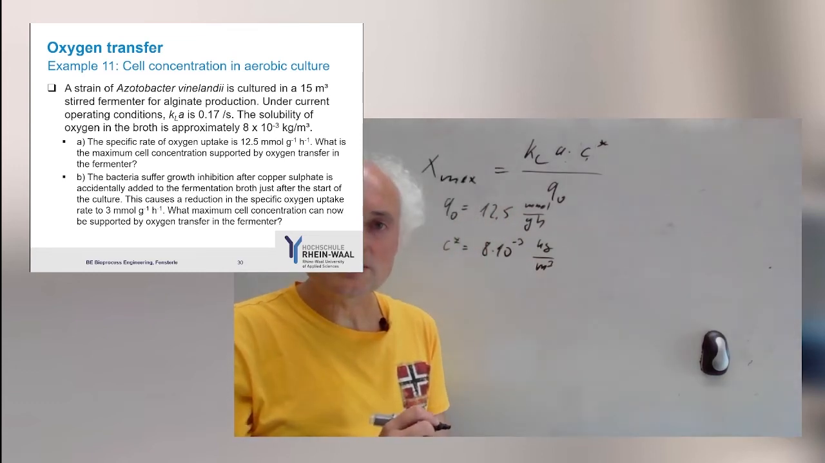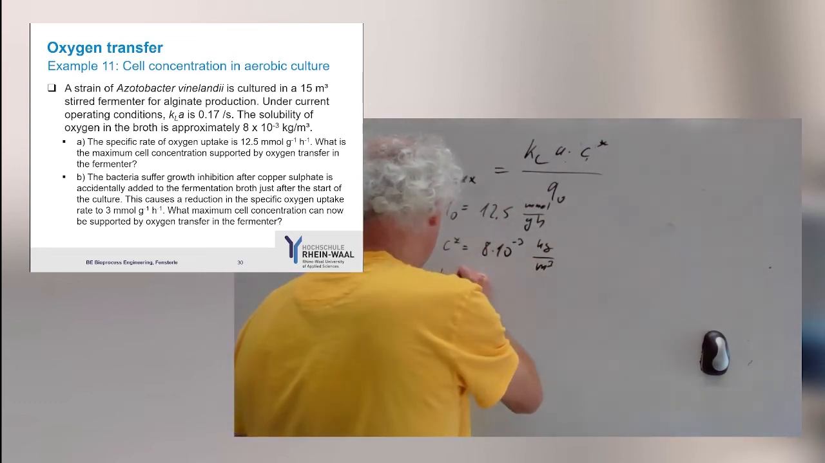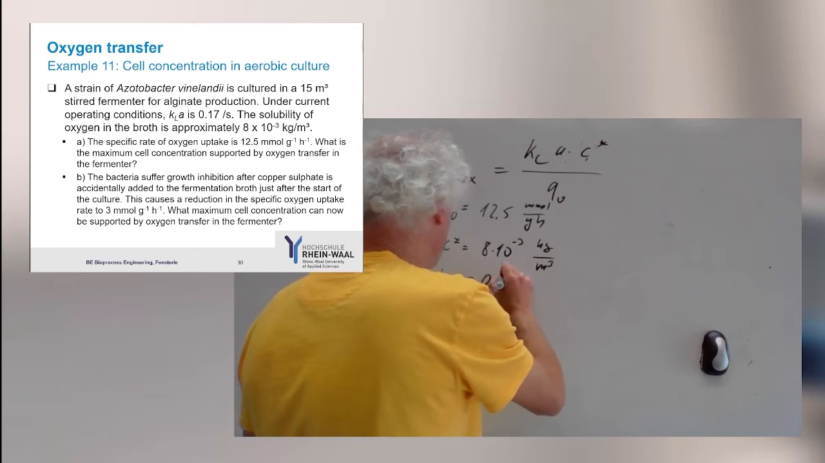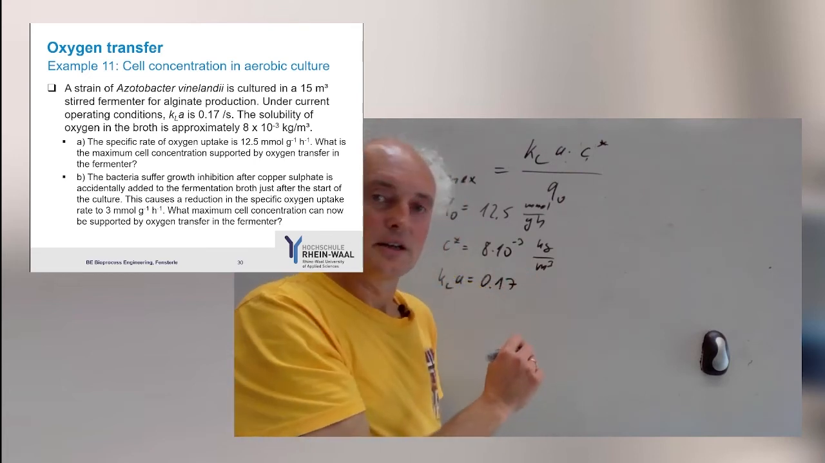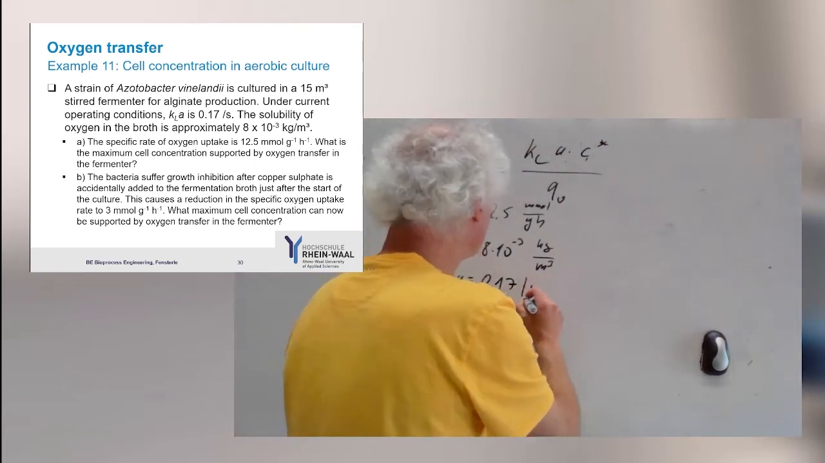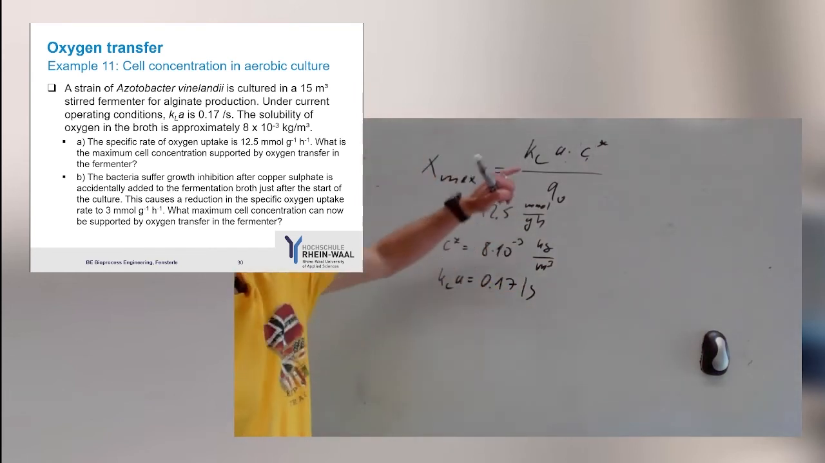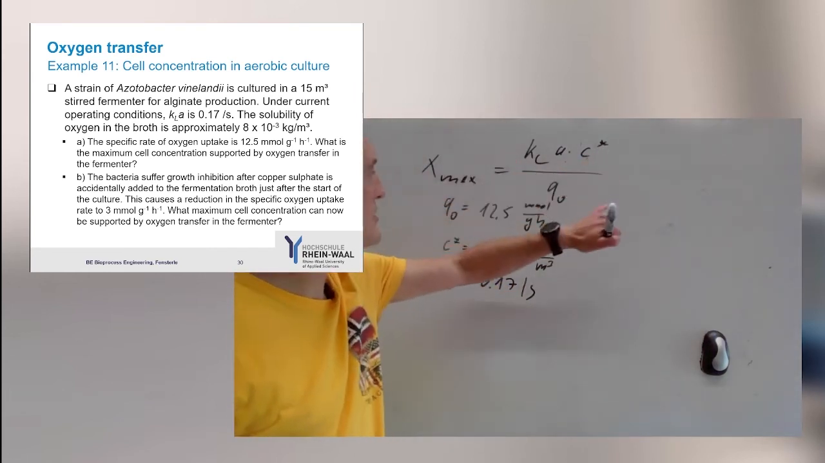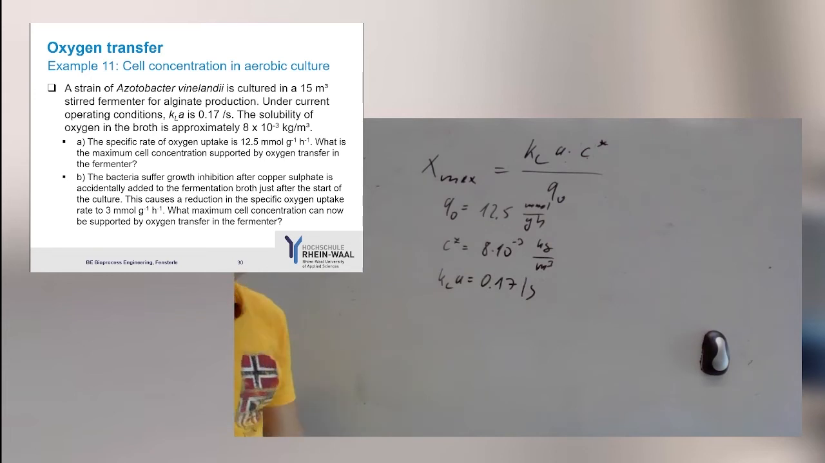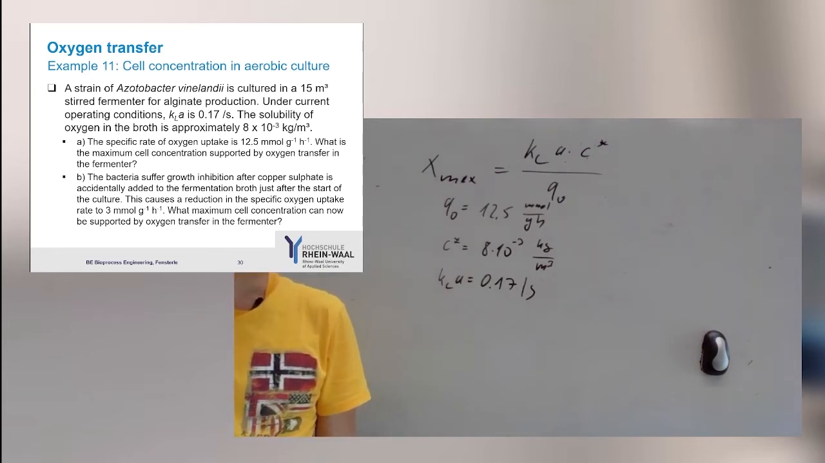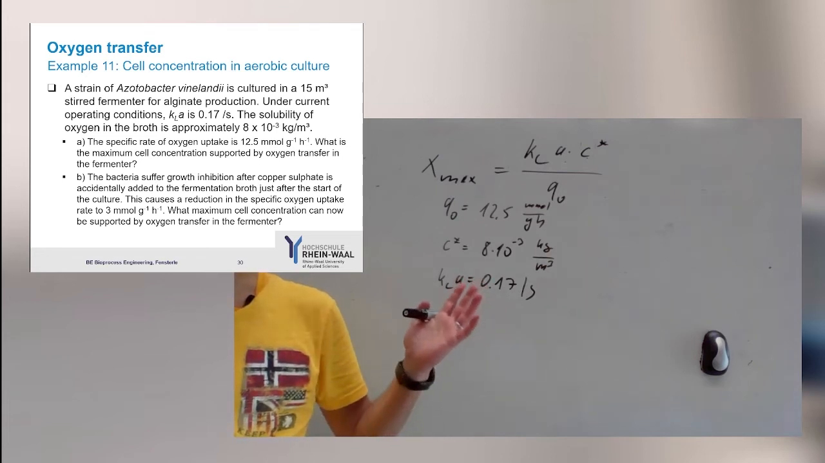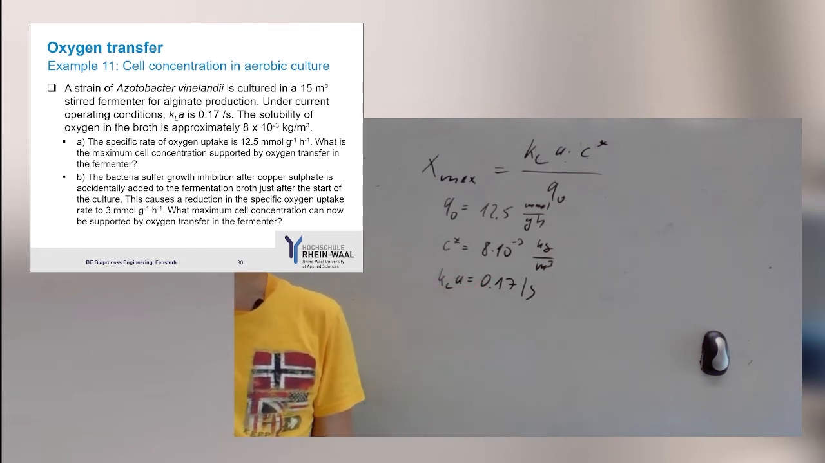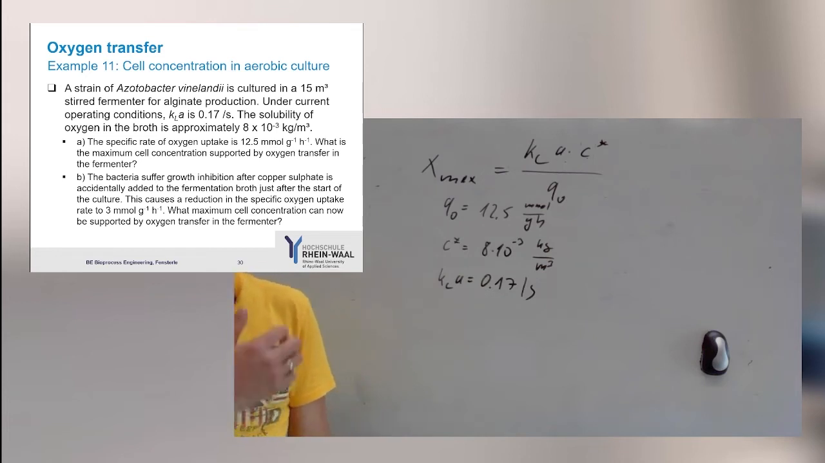And my KLA is 0.17 per second. So I have everything. I have my KLA, I have my concentration, and I have my Q0. The problem is all with different units. So that's the point. This is typical here, that it's a unit conversion point and not a calculation point. So the point is, to what do we convert?